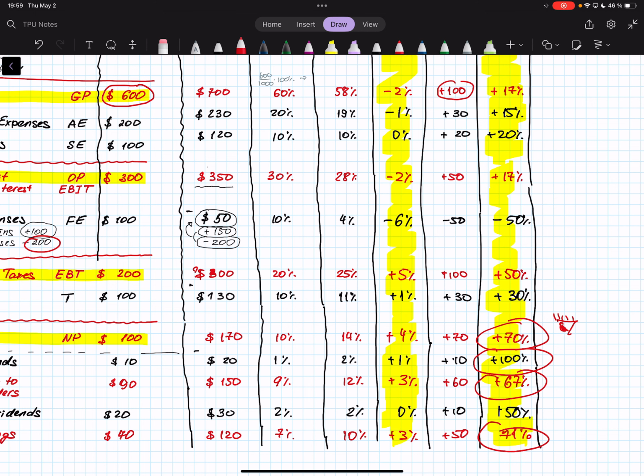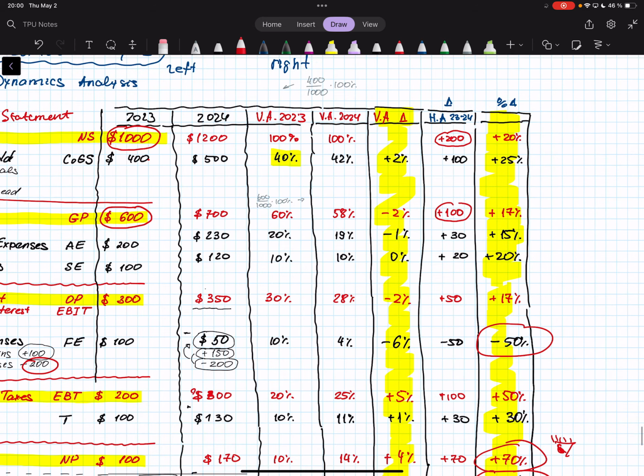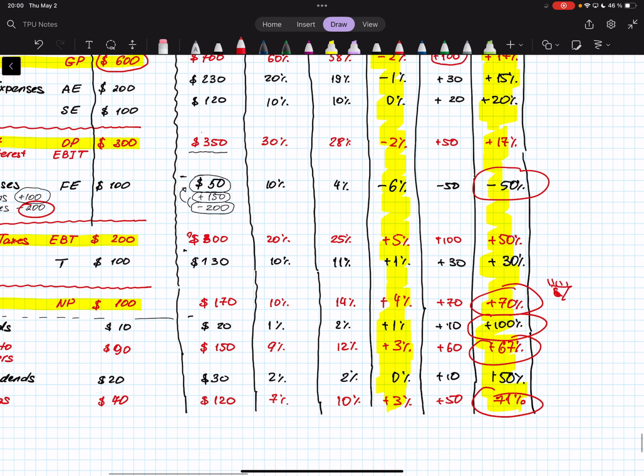Where is the biggest negative change? There is minus 50%. Minus 50%. Okay, you also watch this and pay attention to see, okay, so what's happening here? So that's the idea of the horizontal analysis, to see how things change over time. This is the dynamics, the change over time. And then you start drawing conclusions.